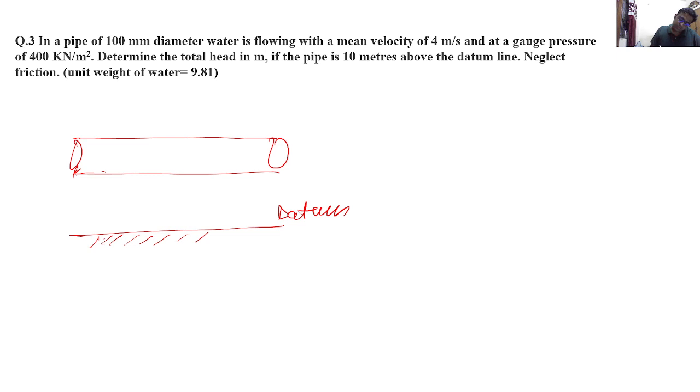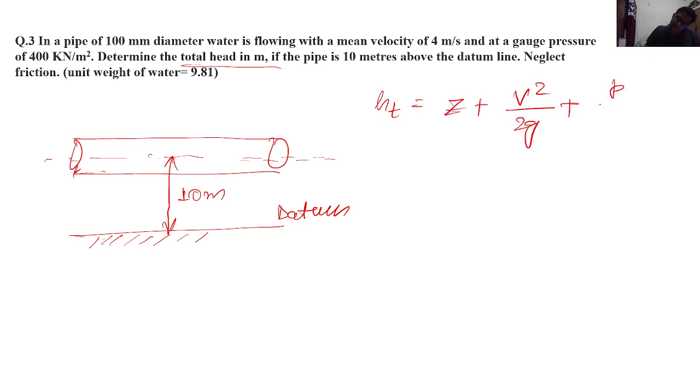Let us suppose this is a pipe and this is the datum. The question tells us that the pipe is 10 meters above the datum line. So we need to find out the total head. The total head expression is very simple. Just recall what we learned from our fluid mechanics class. It is nothing but the datum head plus the velocity head plus the pressure head.